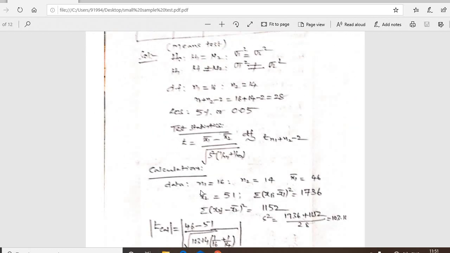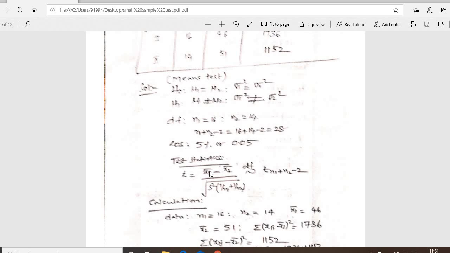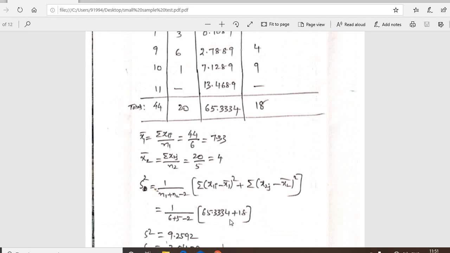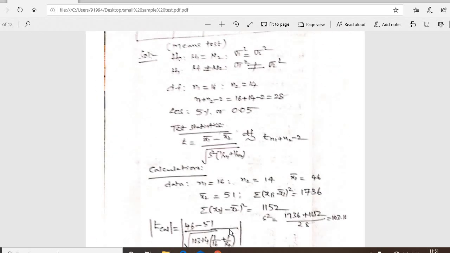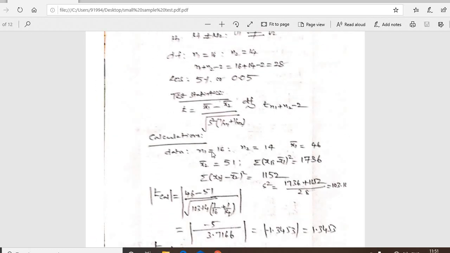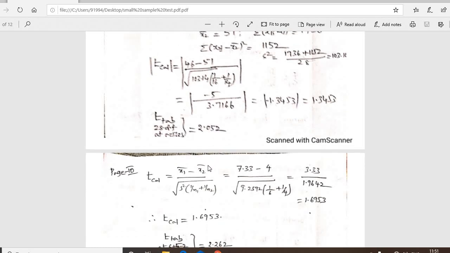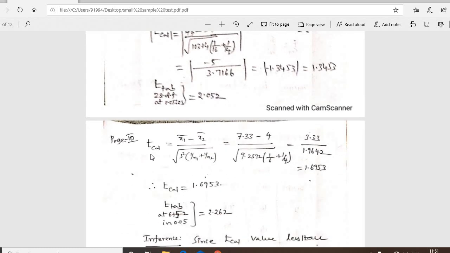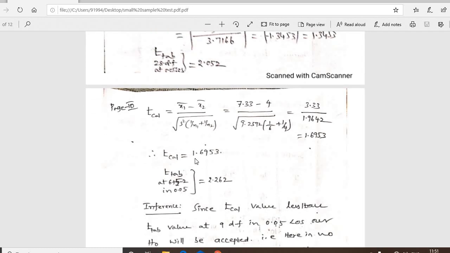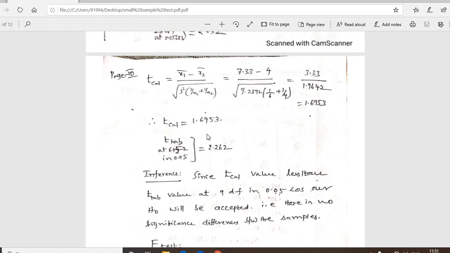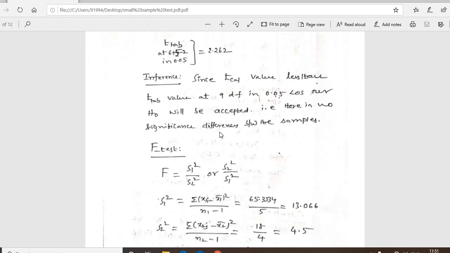So what is the t formula? We know it, so calculate the t value. This is the t formula: x1 bar minus x2 bar by the square root of this value. So comparing this with the corresponding table value, we get the t calculated value, comparing with the table value. Here also the table value is high compared to the calculated value, hence we accept our null hypothesis.